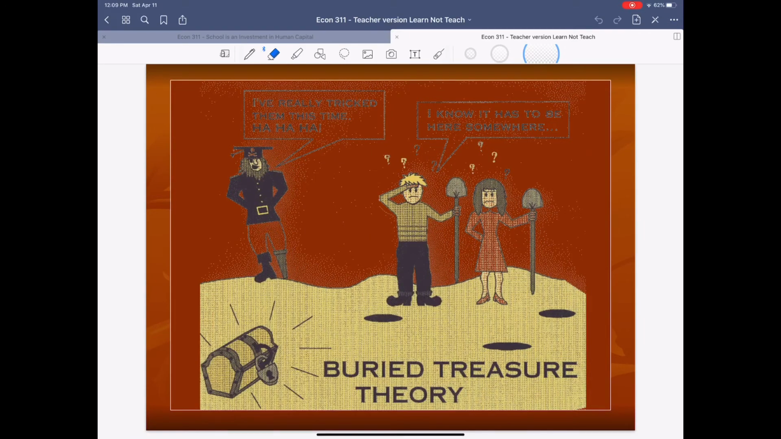The first one is the buried treasure theory. And this is what it sounds like, where the teacher leaves it up to the student to discover what there is to learn. And so I don't know if you can see this very well, but the pirate up here, the teacher, is saying, I've really tricked them this time, ha, ha, ha. And the students are looking and looking.